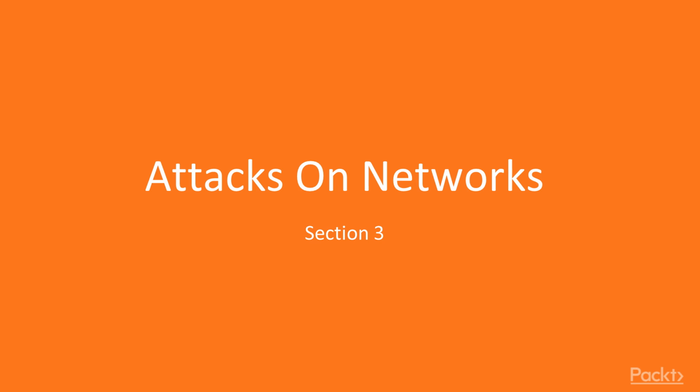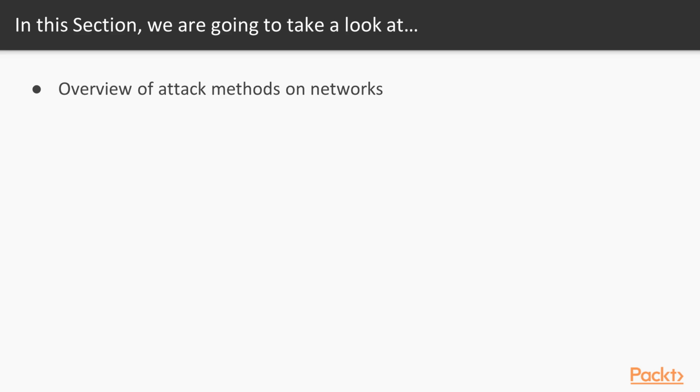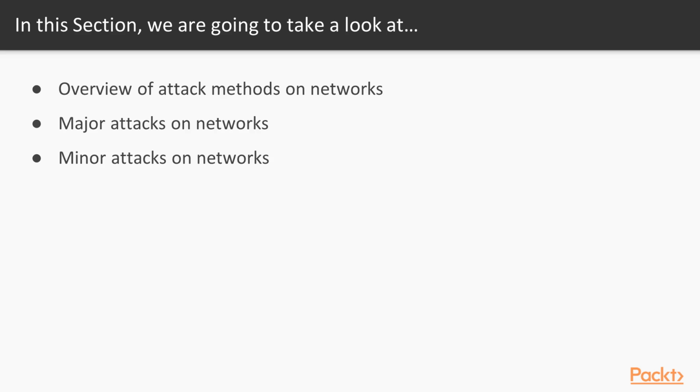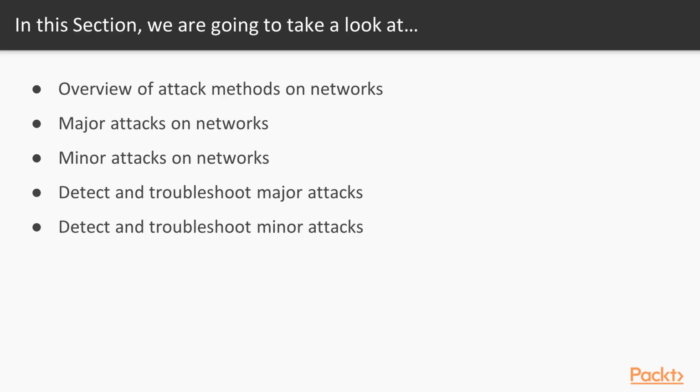Section 3 of the course is all about attacks on networks. In this section we are going to take a look at various points. For example, we will start with an overview of attacks on networks and the methods we are going to use. Then we will learn about the major attacks and the minor attacks on networks. Later in the section, we will learn how you can detect and troubleshoot these kinds of major and minor attacks on the networks.